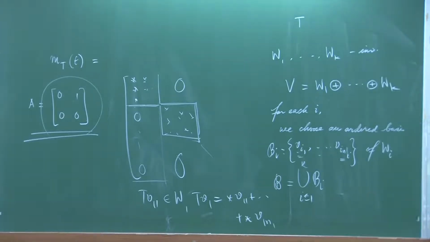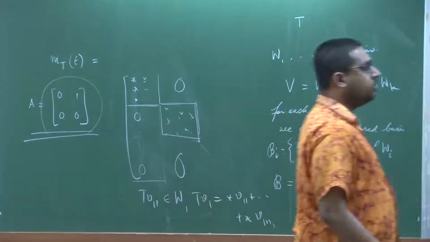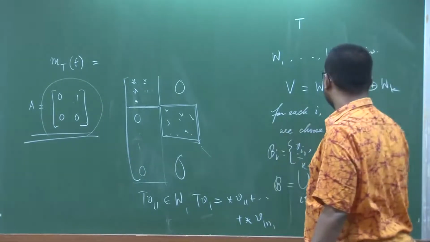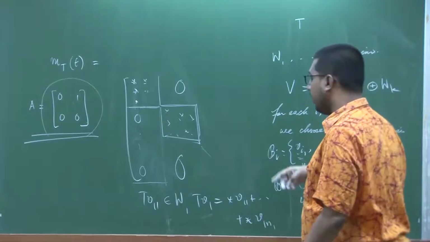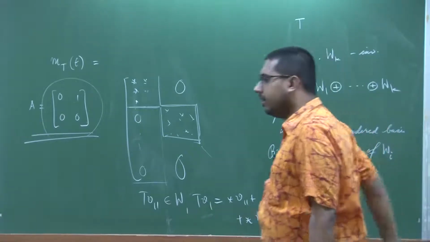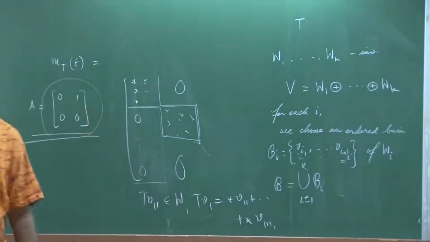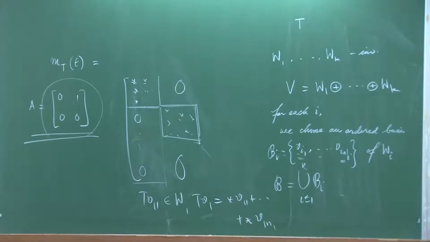So what we have seen is, if we have a decomposition of V into invariant subspaces, then by choosing an ordered basis from each of these summands and taking their union, when we write down the matrix of the operator with this ordered basis, the matrix will be a block diagonal matrix.